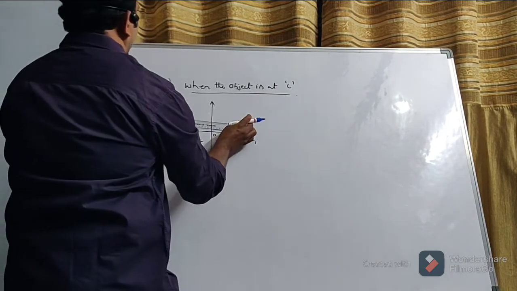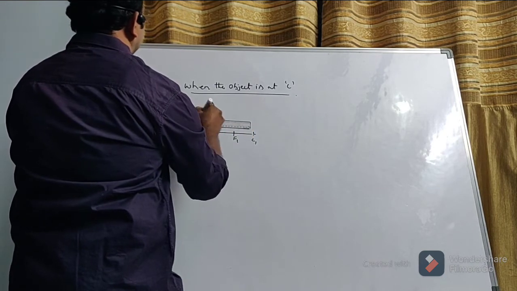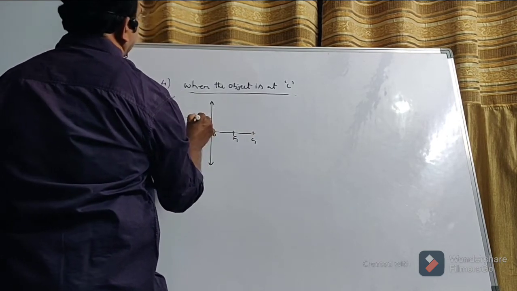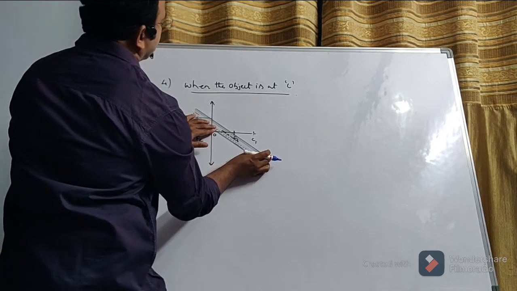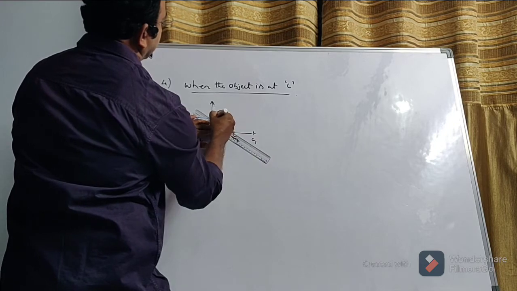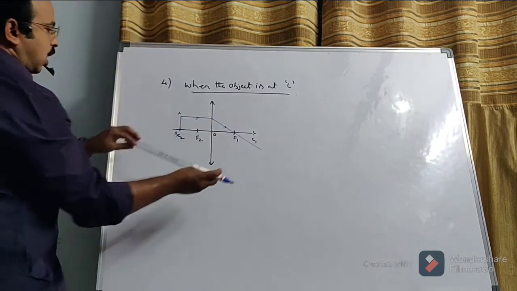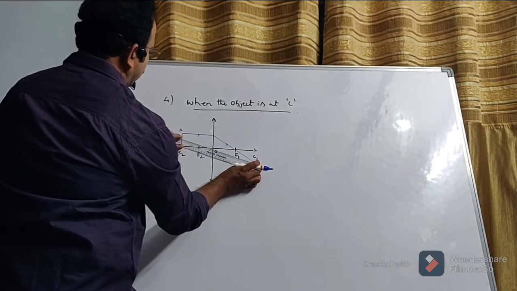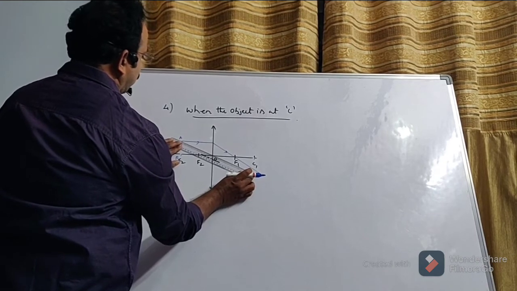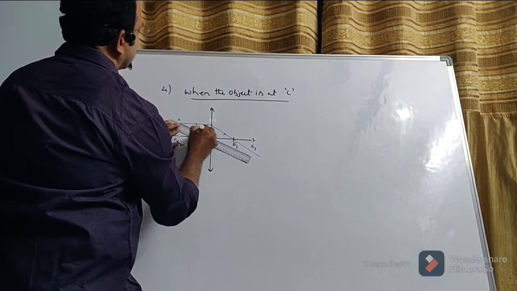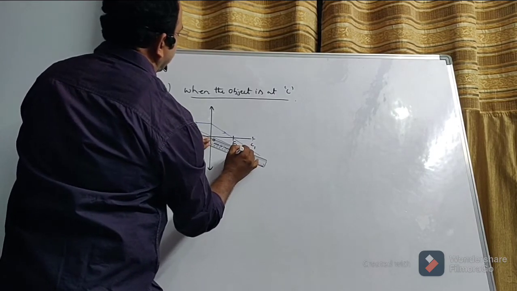So as usual, I am taking one light ray parallel to the principal axis, right? So a ray parallel to the principal axis will pass through the focus like this, and one more light ray passing through the optic center, right? So passing through the optic center, here they will meet at this point.